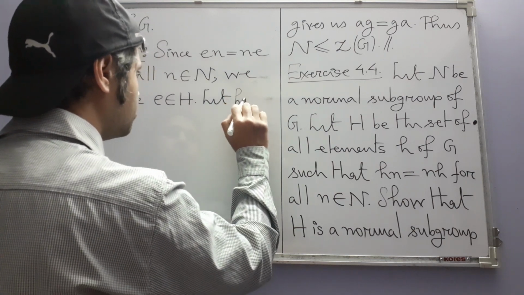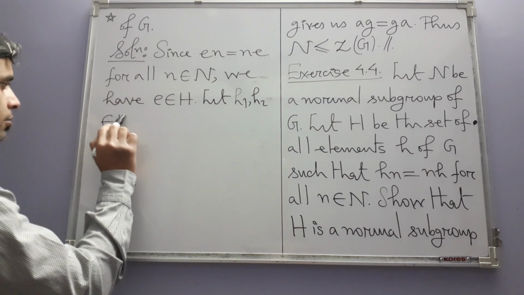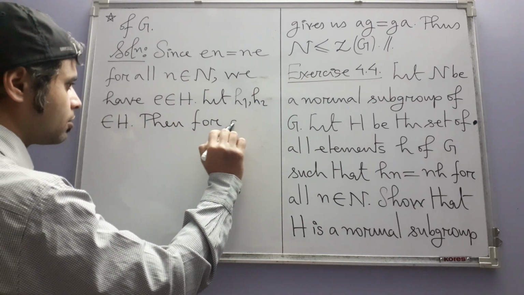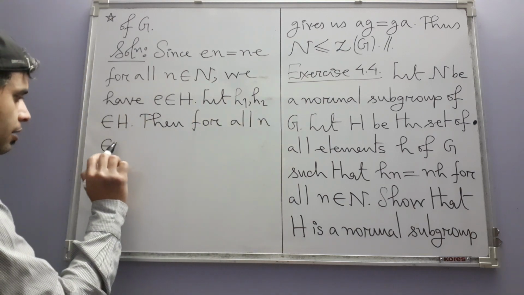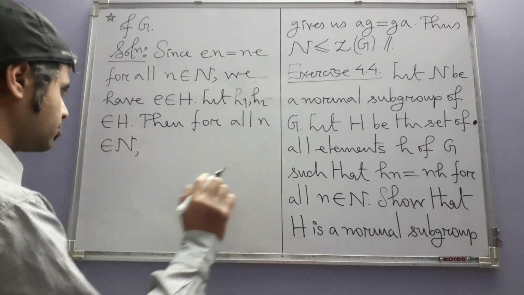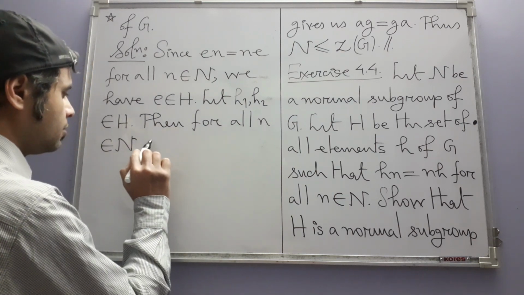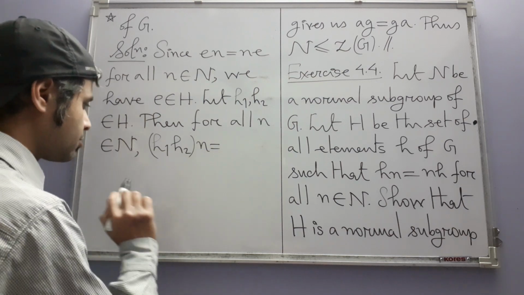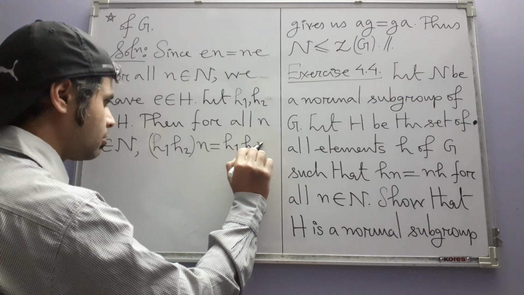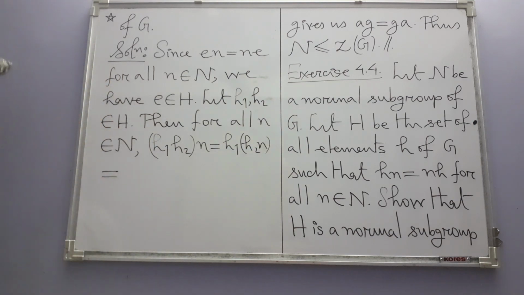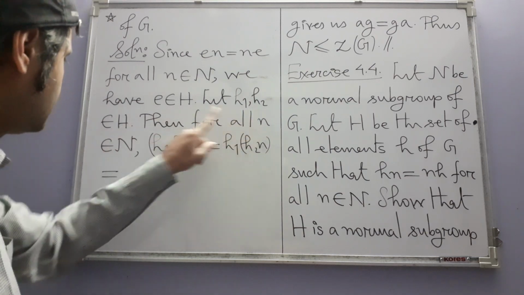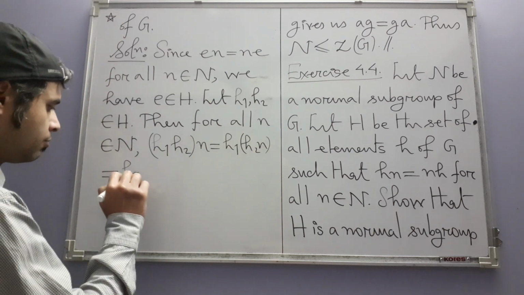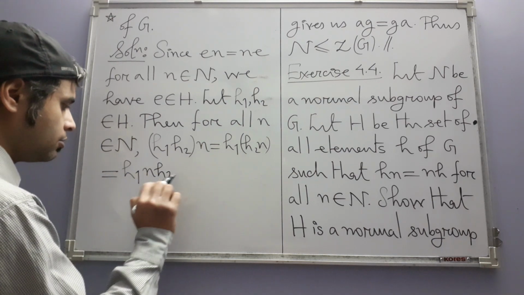Now let us consider two elements h1 and h2 in H. Then for all elements n belonging to N, let's go through the calculation. h1 h2 n, by the associative law, is equal to h1 (h2 n). Because h2 is coming from H and n is coming from N, h2 and n are going to commute with each other, so we can switch the order and write in place of h2 n, n h2.